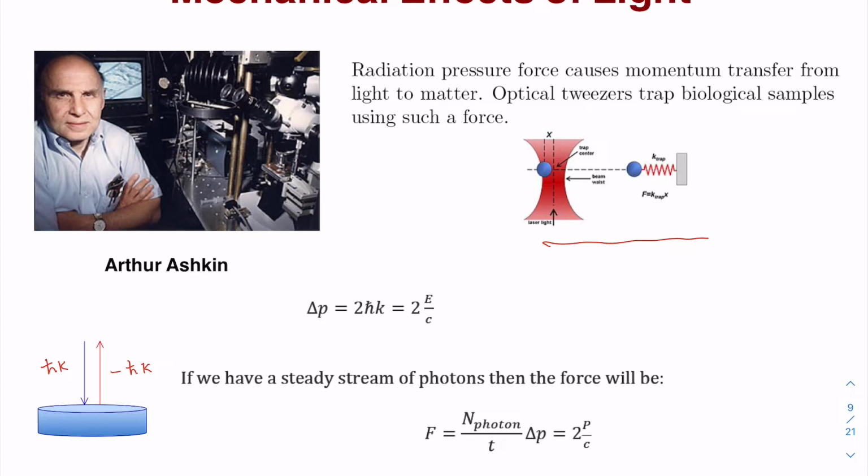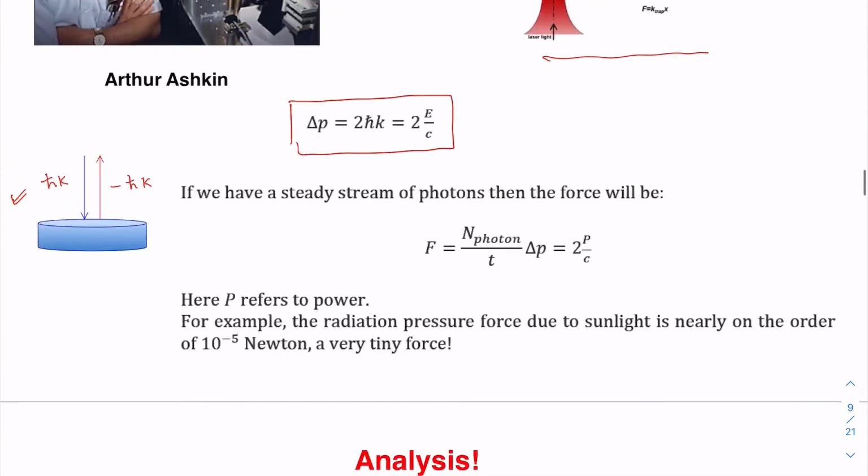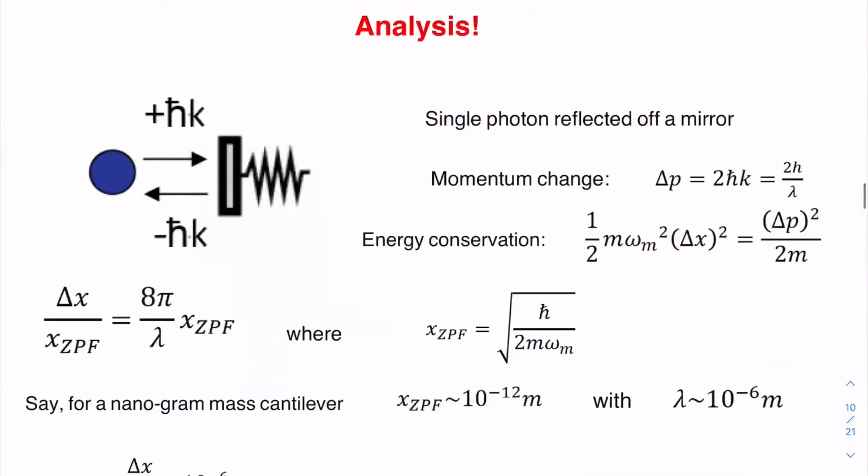Say a photon is incident with momentum ħk. If it is reflected from a perfectly reflecting mirror, the momentum after reflection would be minus ħk for the photon. Therefore the change in momentum would be twice ħk, and this way we can find the force if we have a stream of n photons. The force would be 2 times power divided by c. And we analyzed it a little bit in detail.